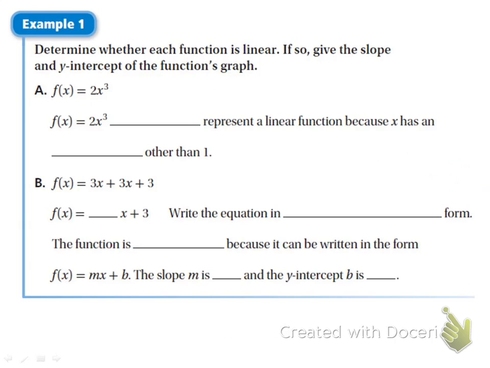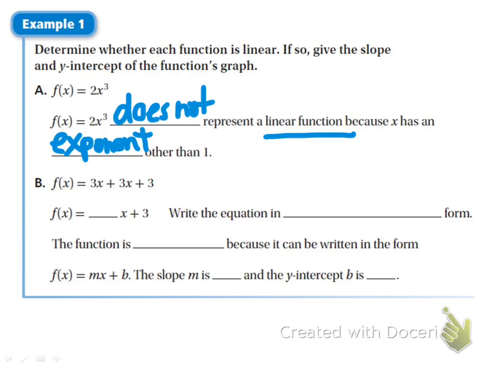Okay, example number 1. Determine whether each function is linear. If so, give the slope and y-intercept of the function's graph. So the first function we have is f of x equals 2x to the third power. F of x equals 2x to the third power does not represent a linear function because x has an exponent other than 1. To be a linear function, your x must have an exponent of just 1.